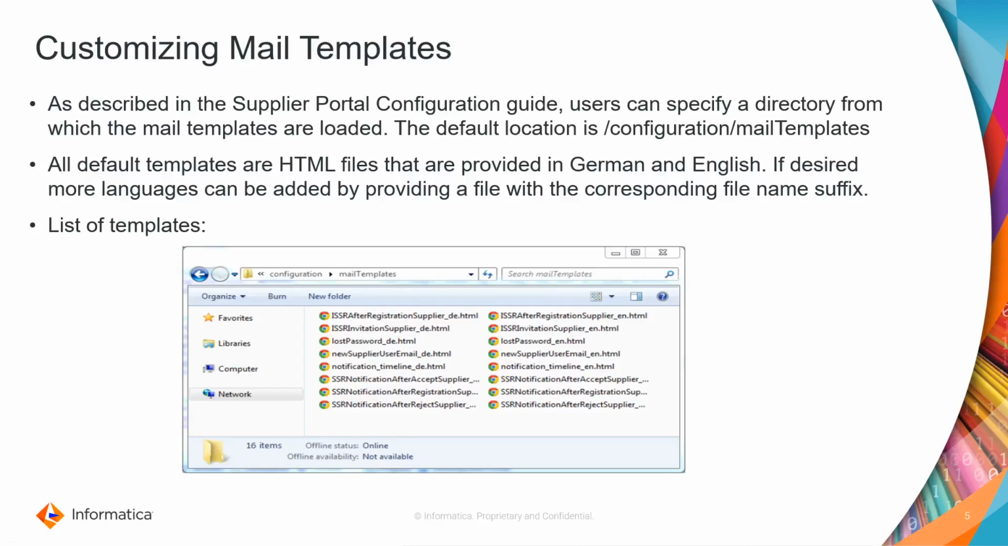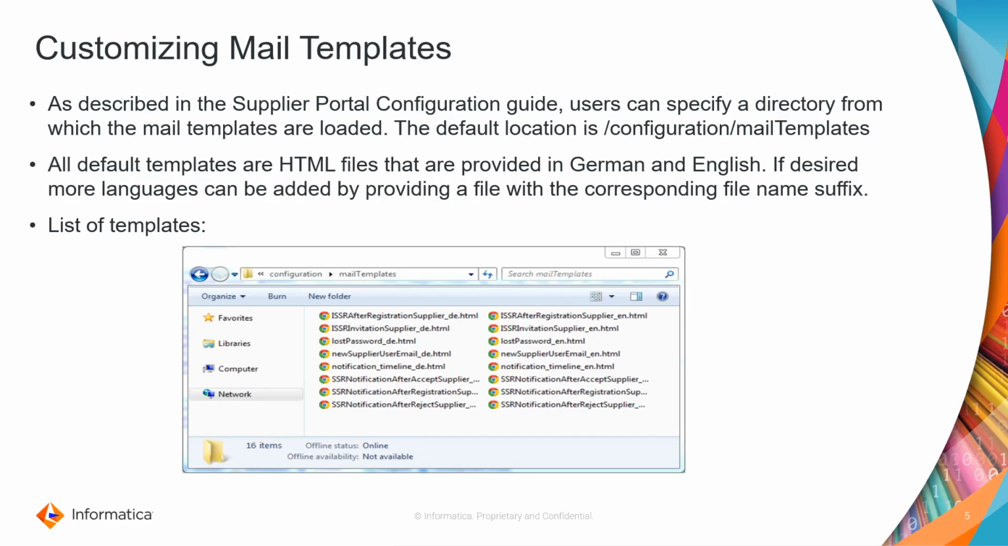We can specify the directory from which the mail templates are loaded. This can be configured in the configuration.properties file. The default location is the configuration mail templates folder. All the default templates from the installation package are HTML files that are provided in German and English language. If any other languages have to be added, that can be provided as a file with a corresponding file name suffix in the mail templates folder.